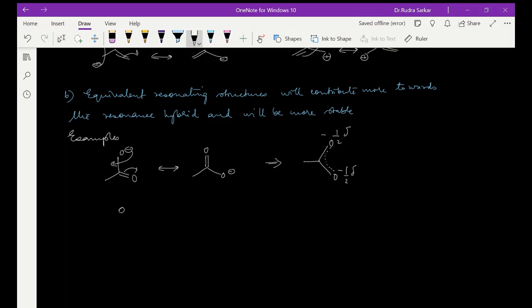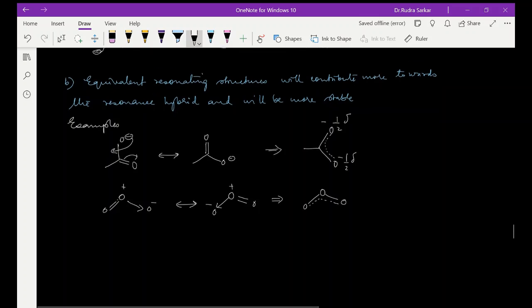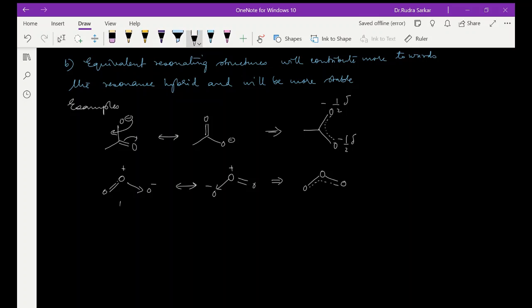or say let's consider the structure for ozone. Then the resonance hybrid will be something like this, and both the structure 1 and structure 2 are making an equal contribution to the eventual resonance hybrid.